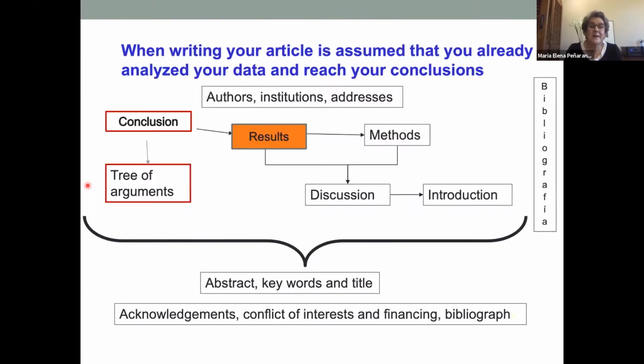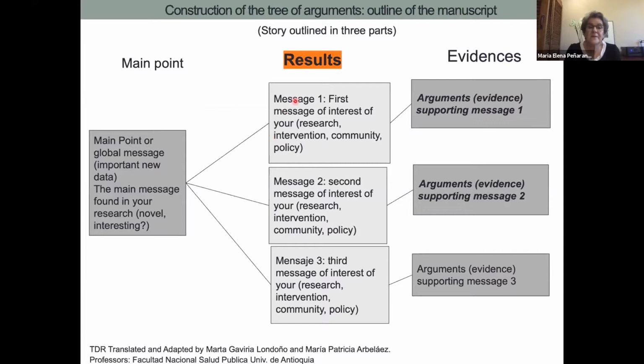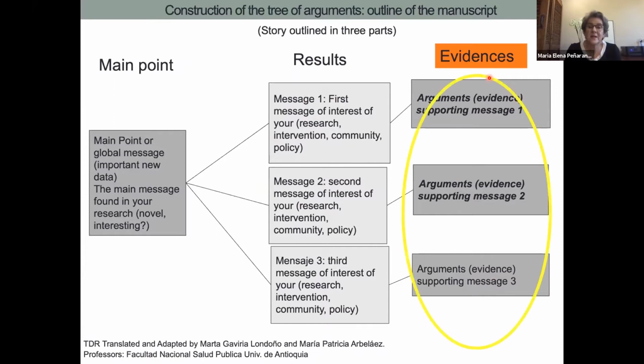So then, as I was saying, once you reach the conclusion, where you're not going to write it in the article, but you could at the end of the introduction, you start writing the results. And then after the results, same. What are the important messages, and the evidences that I have for those messages? Are they well documented? They are well proven, they are well expressed in tables and figures.